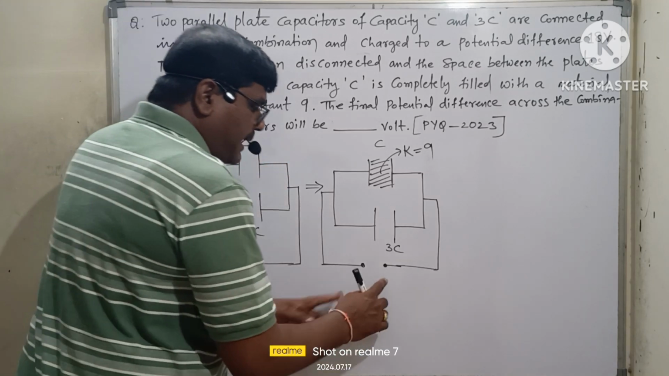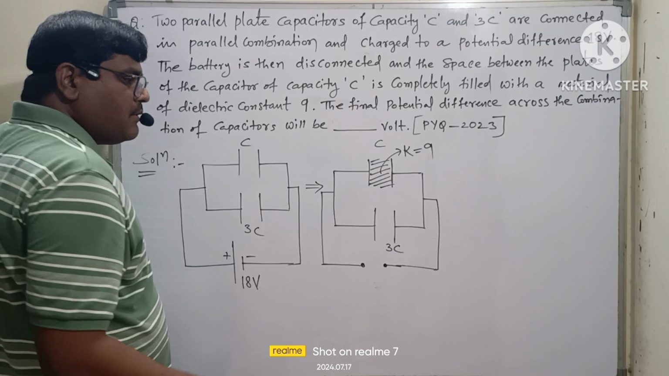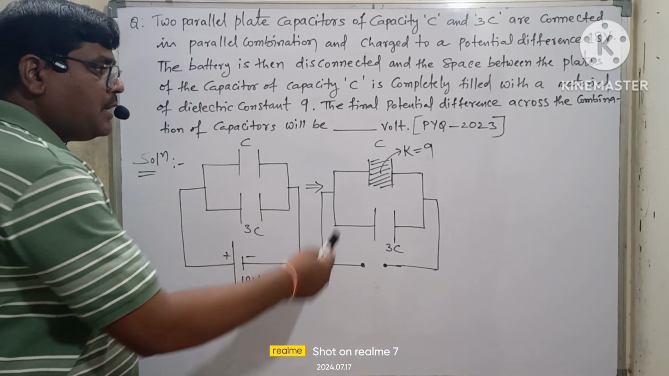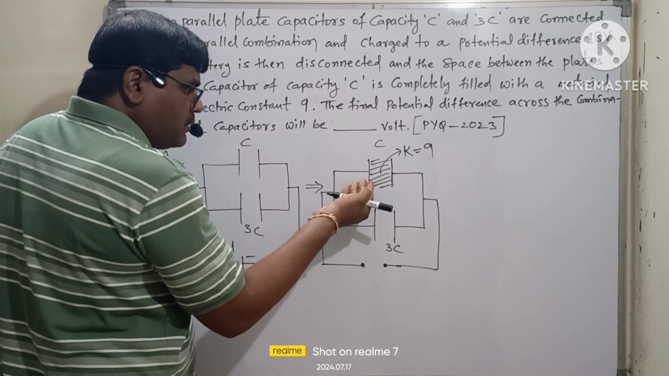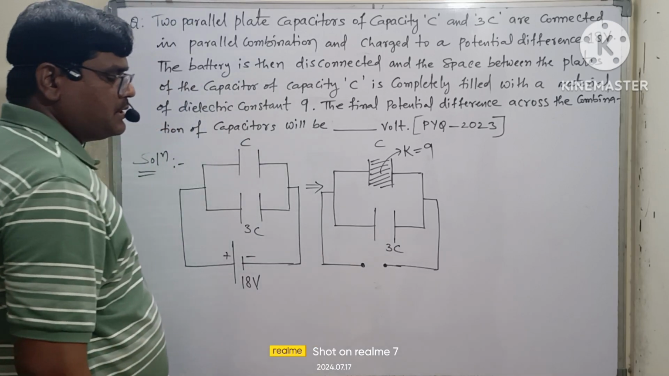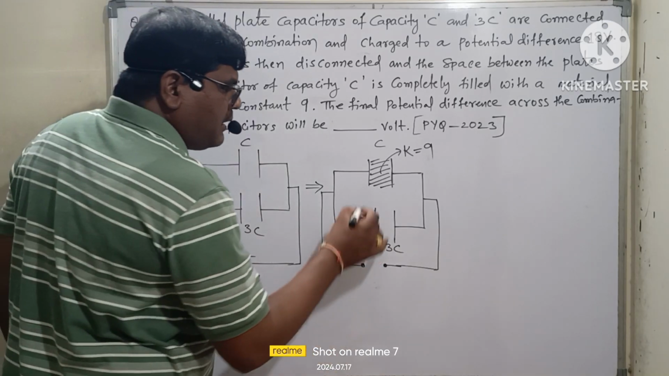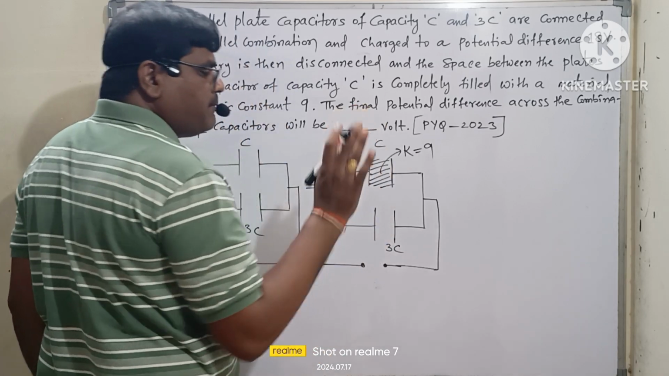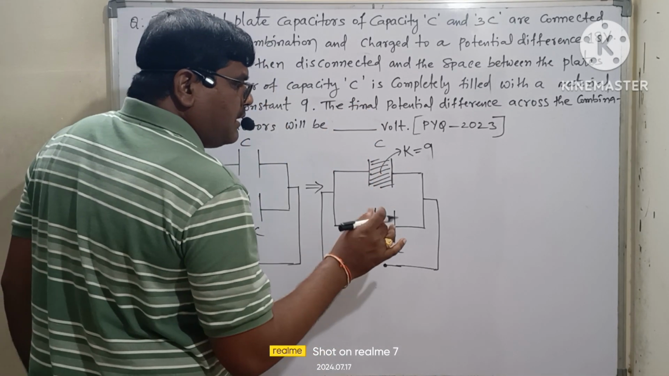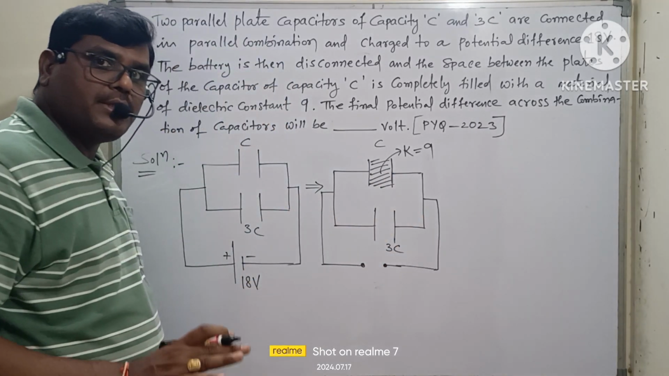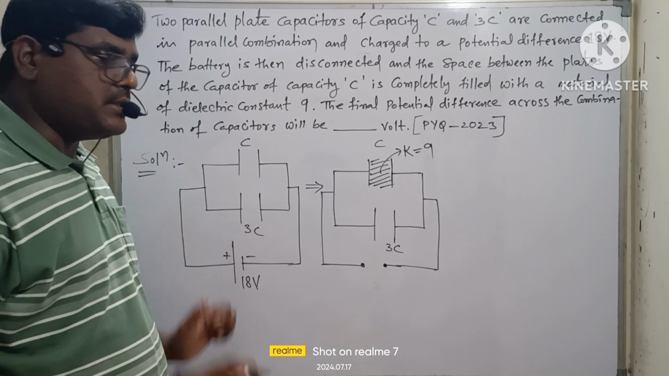Now, when the battery is disconnected, according to the common potential concept, the charge can flow from higher potential to lower potential. So the charge can flow from one capacitor to the other capacitor, right? So when both the capacitors get the same potential, both the capacitors get the same potential.